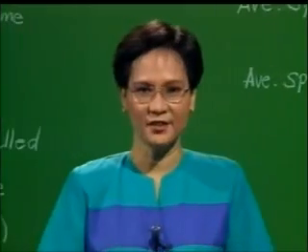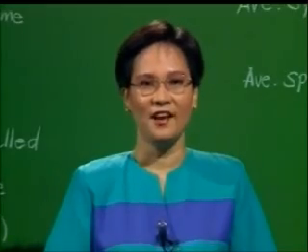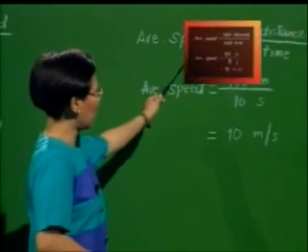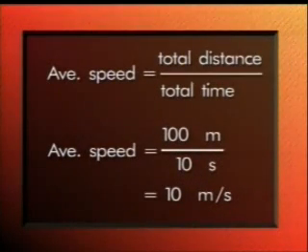Now, physics teachers, we have another definition to make. Average speed. Average speed is the total distance traveled divided by the total time. And for the runner considered, his average speed will be equal to 100 meters divided by 10 seconds, and that amounts to 10 meters per second.